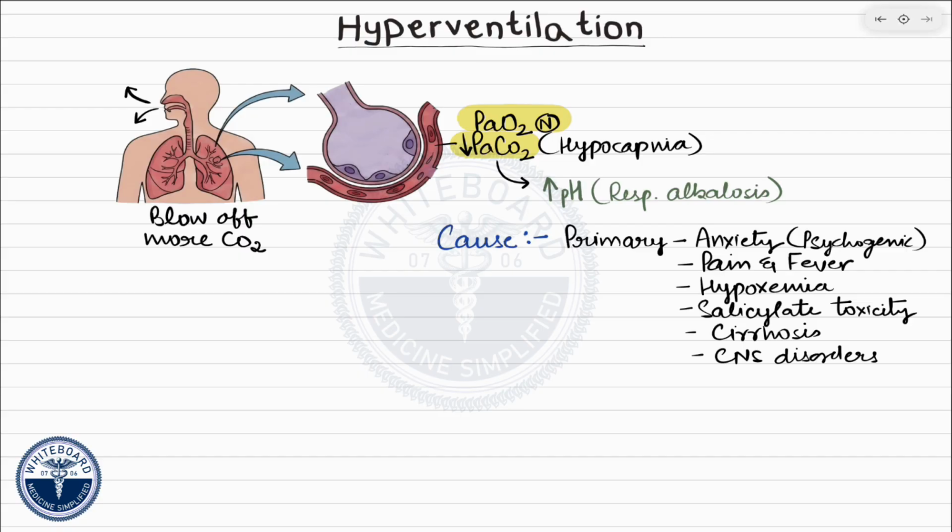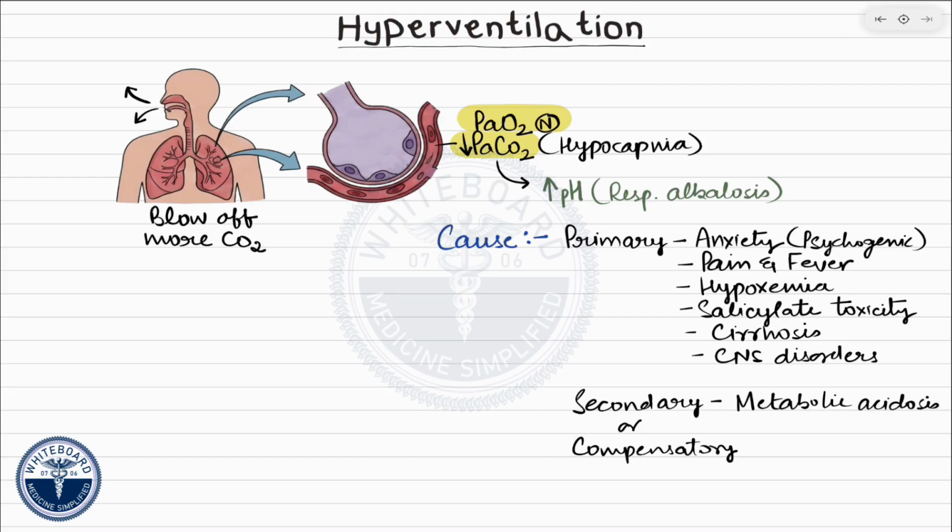However, there is another important situation. Sometimes hyperventilation is not the primary problem, but is actually the body's compensation for another problem. For example, in metabolic acidosis, the body increases ventilation to remove more carbon dioxide and thereby helps bring the pH back toward normal. This is called secondary or compensatory hyperventilation.